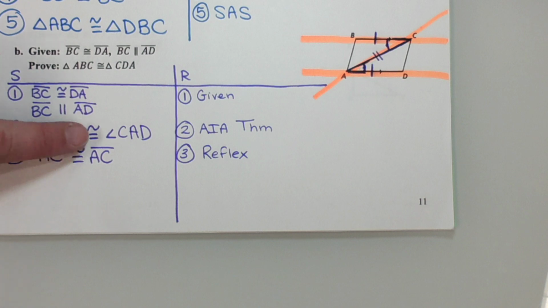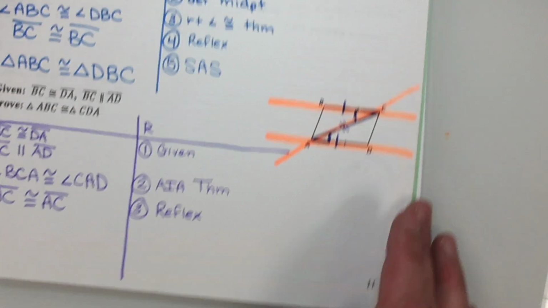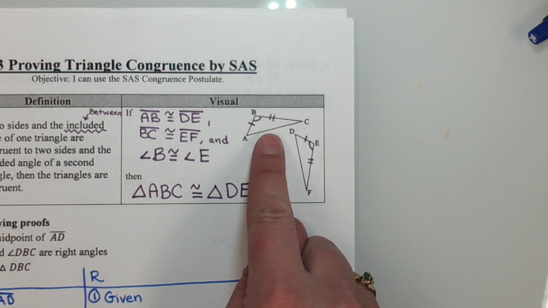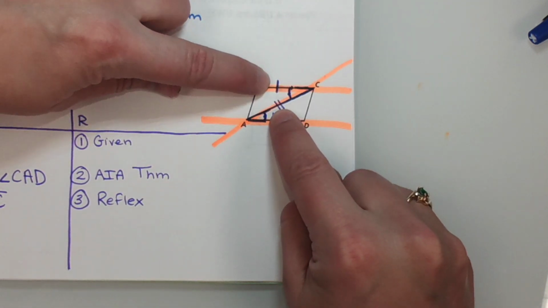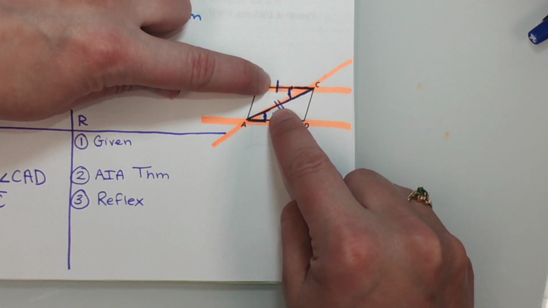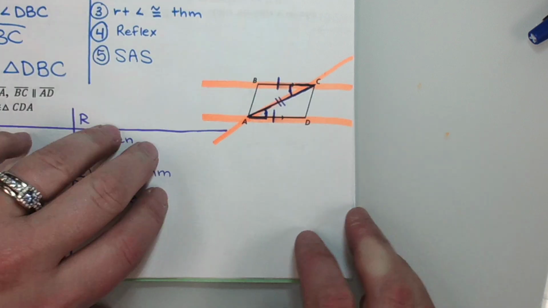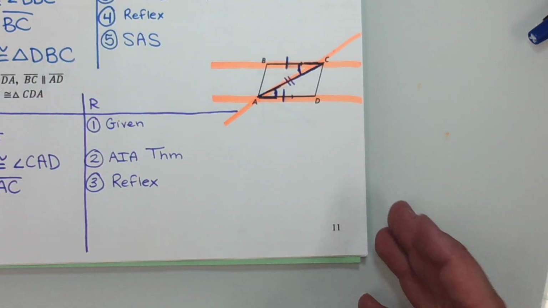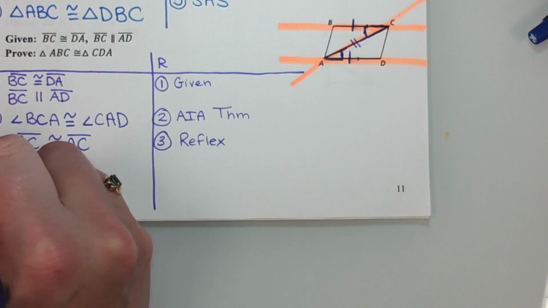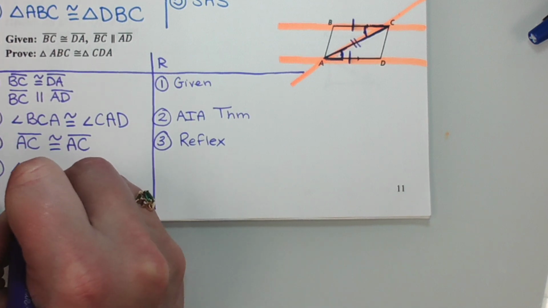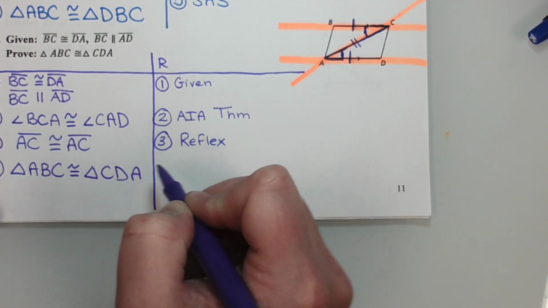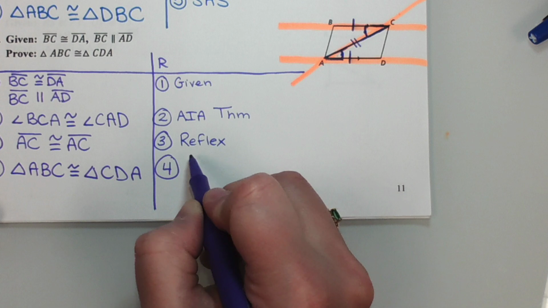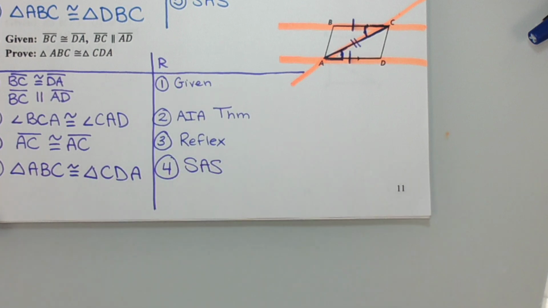Since I have 3 congruency symbols, and right now we only know this theorem, is it 2 sides and the angle between? 2 sides on that triangle, is the angle between them the congruent angle? Yes. Once you have that, you can say the triangles are congruent. And it wants to say triangle ABC is congruent to triangle CDA. And our reasoning, since it was 2 sides and the angle between, is side angle side, SAS.